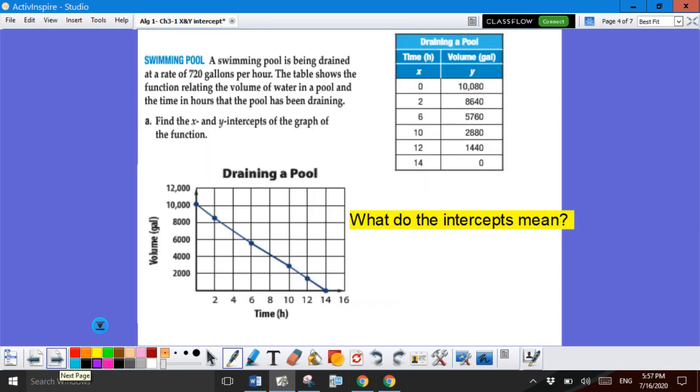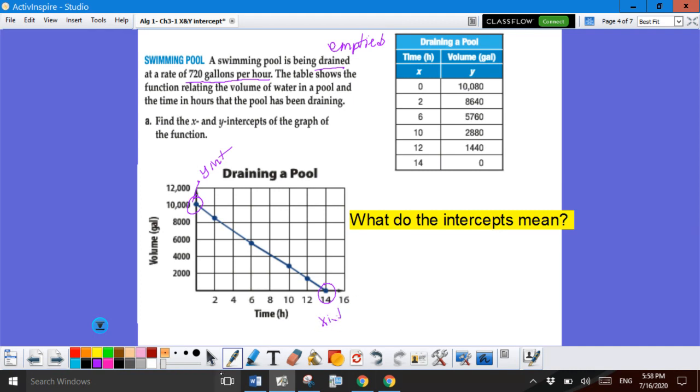Now before we get started, I want to take a look at a scenario so that you can understand where we might actually see x and y intercepts applied in real life. So we have a swimming pool that's being drained, which means it's being emptied. The water's going out of it at a rate of 720 gallons per hour. The table shows the function relating the volume of the water in the pool and the time in hours the pool's been draining. So here's my table, and here is my graph, and I have a y-intercept here, and I have an x-intercept here.